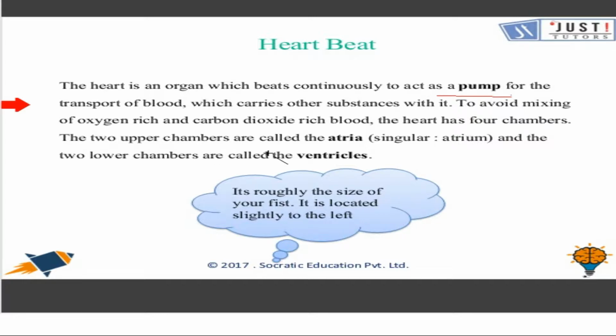The 2 upper chambers are called atria, and the singular of atria is atrium. And the 2 lower chambers are called ventricles. It's roughly the size of your fist. It is located slightly to the left. So the size of the heart is roughly the size of your fist, and it's located slightly left in your human body.